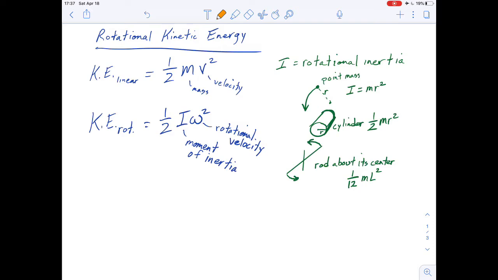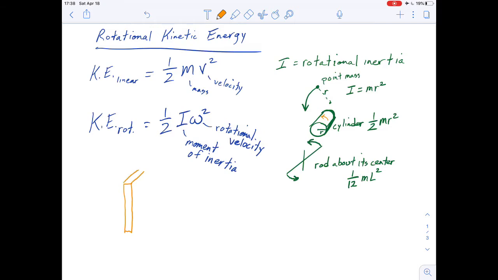So here in green, I have the formulas for 3 different rotational inertia cases. One is just a point rotating about a center, and that is the mass times the radius squared. For a cylinder, it's 1/2 the mass of the cylinder times the radius squared. And for a rod that's rotating about the center, it's 1/12 mass times the length squared. All of these formulas are based on the basic mr squared formula.